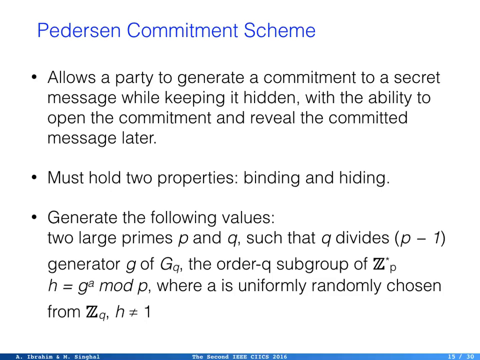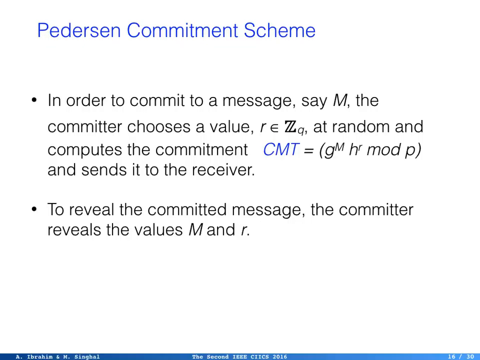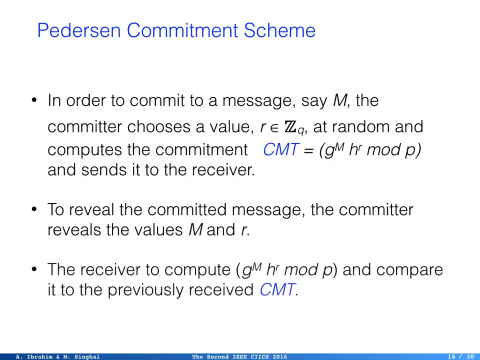The values P, G, and H are then sent to the other participant, which is the receiver. In order to commit to a message, M, the committer chooses a value R element of ZQ at random and computes the commitment as shown and sends it to the receiver. When the committer is required to reveal the message committed, the committer reveals the values M and R, which are used by the receiver to compute the commitment and compare it to the previously received commitment. If they match, then it's said that the pair M and R successfully opened the commitment CMT.